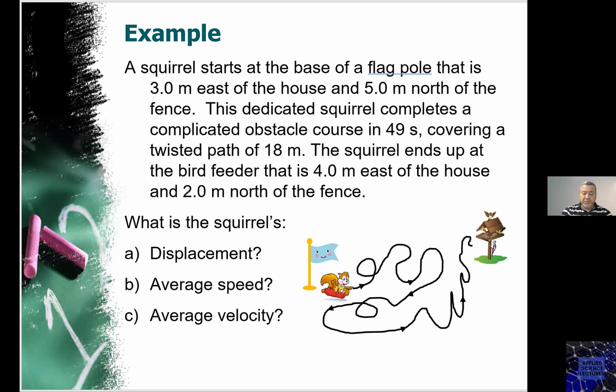So in this example, we have a squirrel that starts at the base of a flagpole that is 3 meters east of the house and 5 meters north of the fence. So this is basically the coordinates here. This dedicated squirrel completes a complicated obstacle course in 49 seconds. So the total time is 49 seconds, covering a twisted path of 18 meters. So the total path is 18 meters. The squirrel ends up at the bird feeder that is 4 meters east of the house and 2 meters north of the fence. We need to calculate the displacement, average speed, and average velocity. So let's see how to do this.